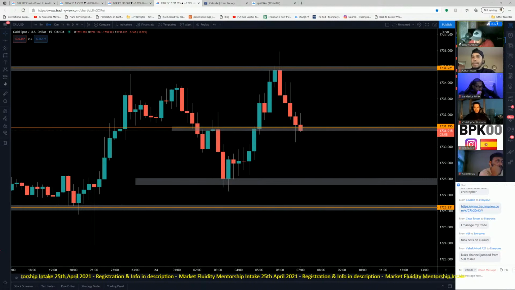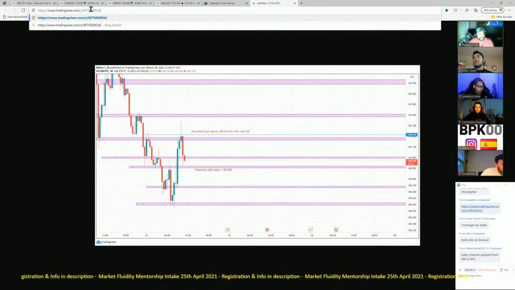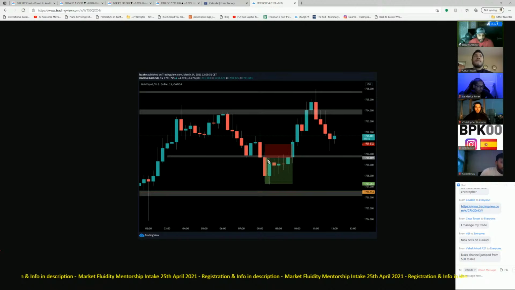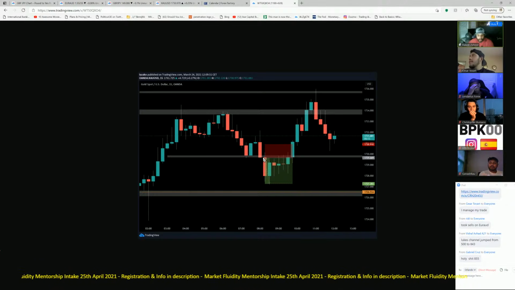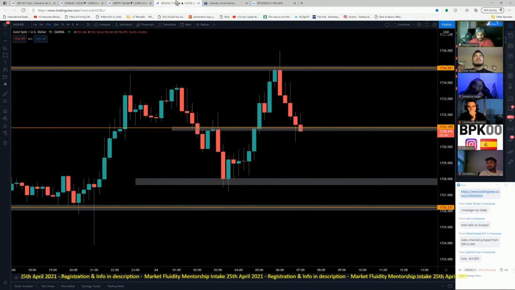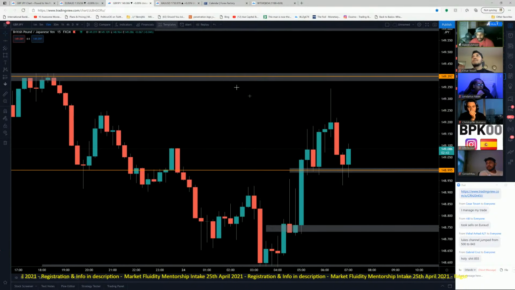Can you please check this trade on gold? What could I do better next time? Let's take a look over here. What could you do better? I think it was a good trade. What happened here? You have nothing written, but I think it was a pretty good trade over here. Sell below, you got to win. I mean, pretty nice, to be honest.